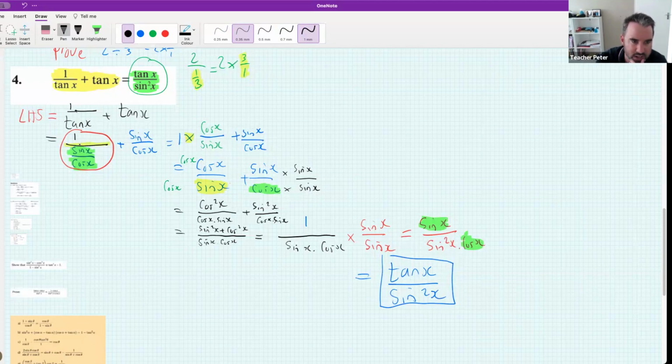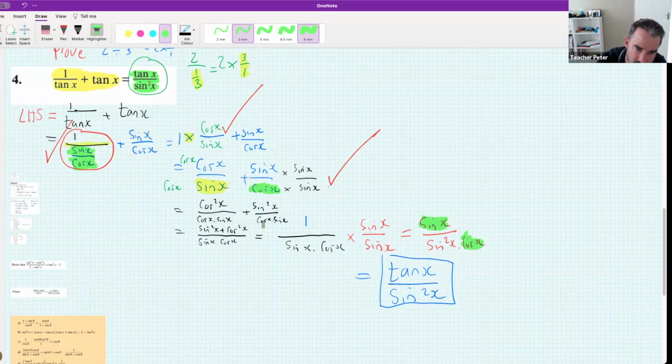So step one was substituting the tan x for sine x over cos x. Step two was using the tip and times. So we tip and times it. Step three was making a denominator that was the same and putting it together. Step four was realizing that this thing over here was 1.